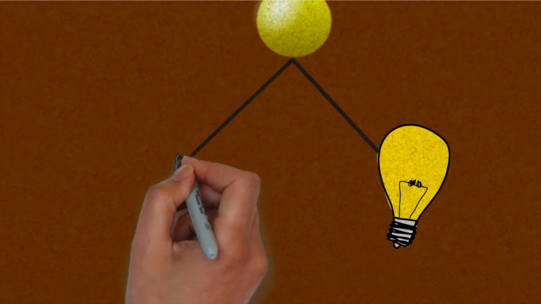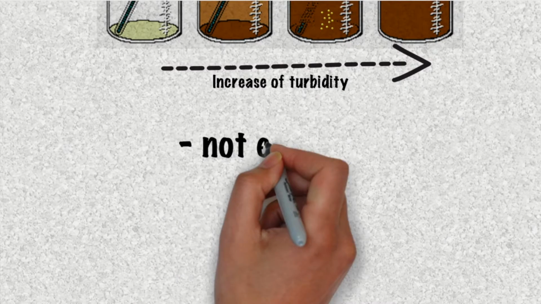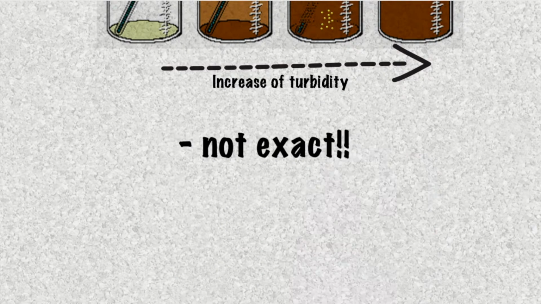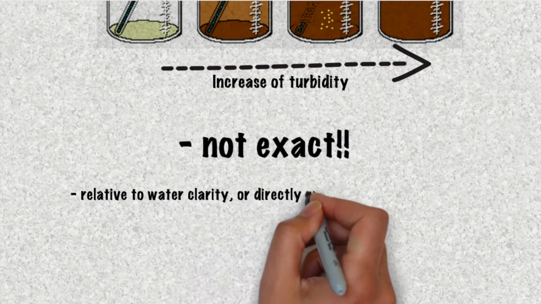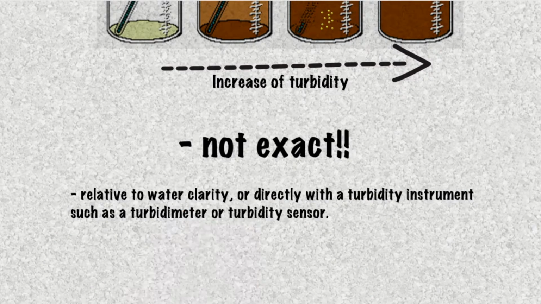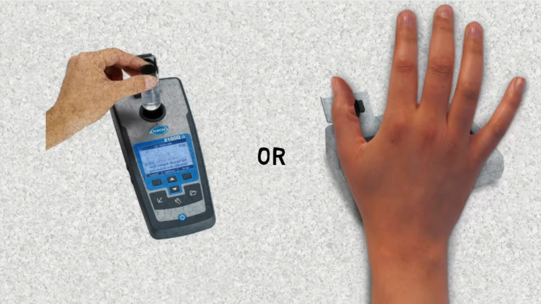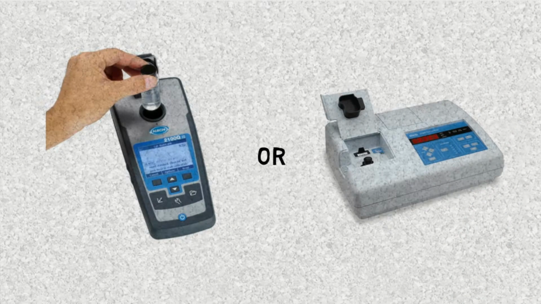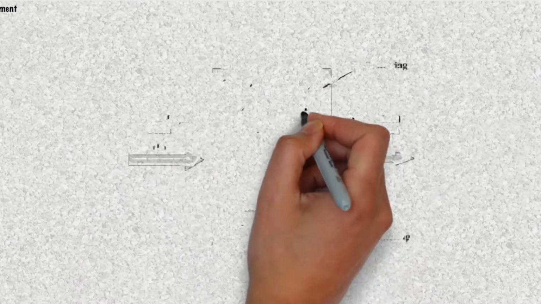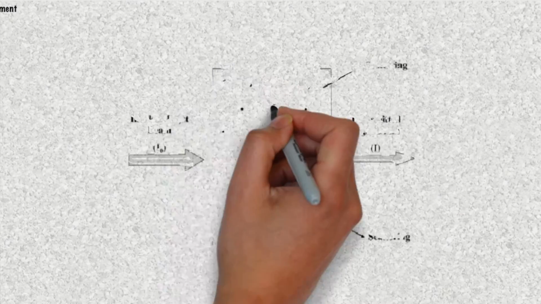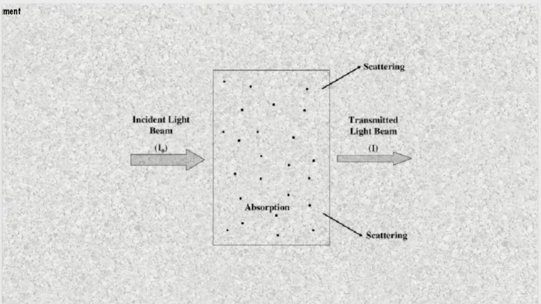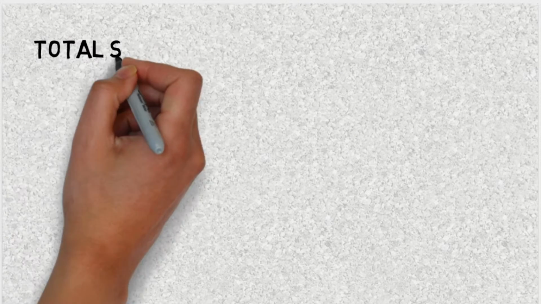While this measurement can be used to estimate the concentration of these scattered particles, it is not exact. Turbidity can be measured relative to water clarity with an instrument such as a turbidity meter or a turbidity sensor. These instruments use a light source and one or more detectors to measure the light scattered by particles in the water samples. The larger the particles are, the more light will be scattered forward.